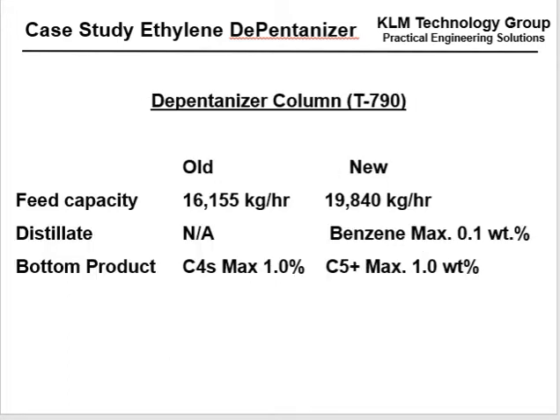So the old had 16 tons distillate. We didn't want any benzene, but in a debutanizer it's rare. Bottoms product about 1% C4 is left in the bottom. The new was 19 tons. The benzene we wanted 0.01 max, and we wanted C5 plus in the bottoms to be about 1%.